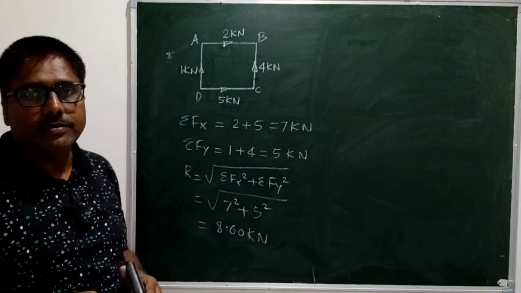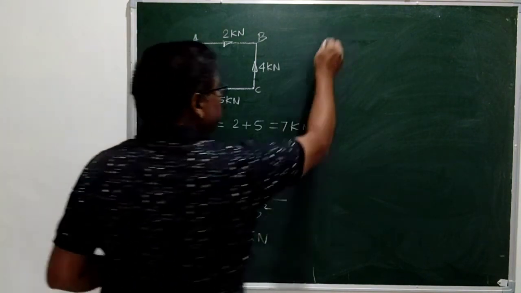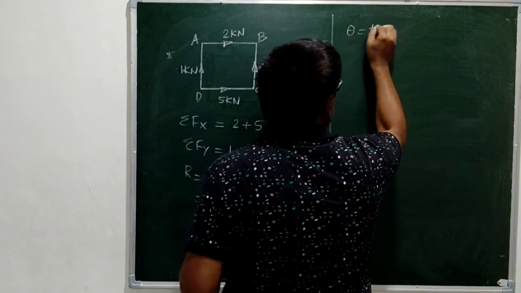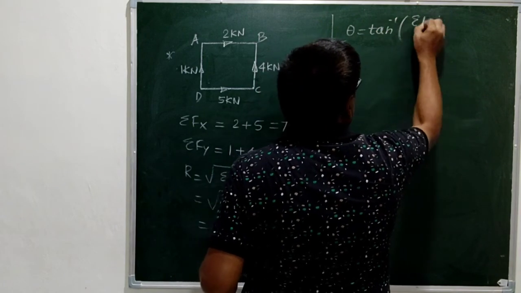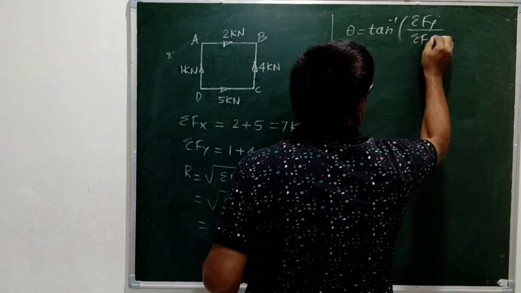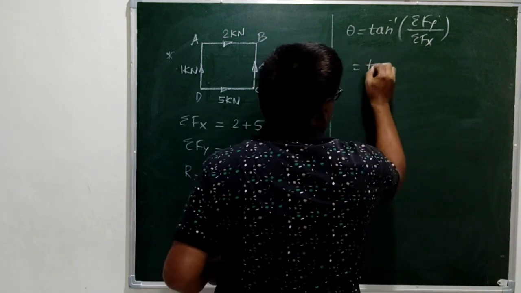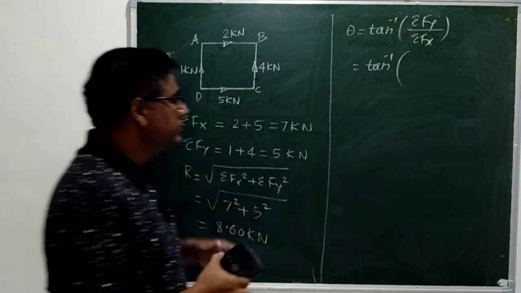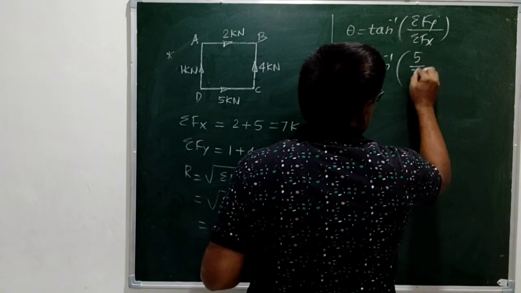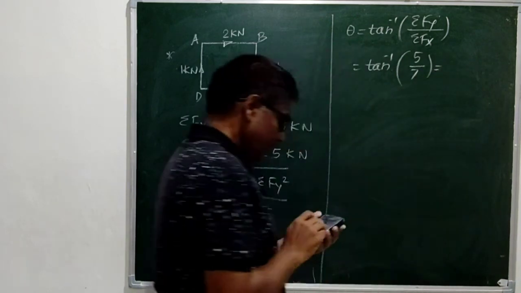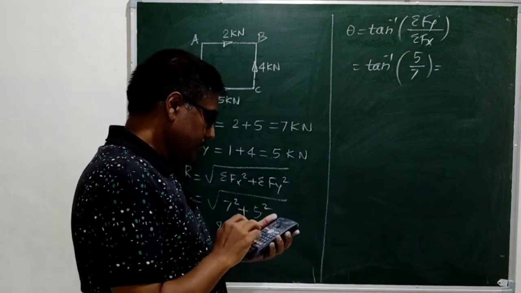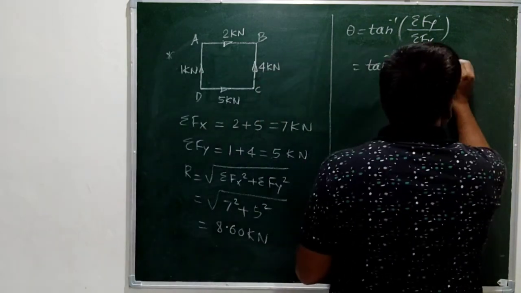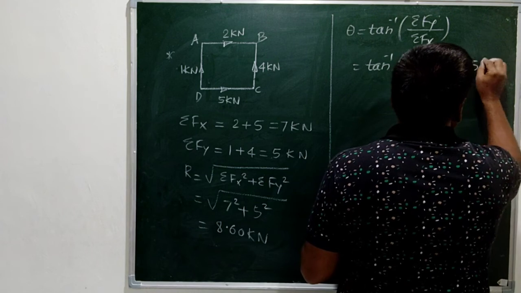Then we have to find the direction of the resultant, that is the angle. It is given by this formula, theta is equal to tan inverse of sigma Fy by sigma Fx. Sigma Fy value is 5 and sigma Fx value is 7, that is 5 by 7, and taking inverse of tan we are getting 35.53 degrees.